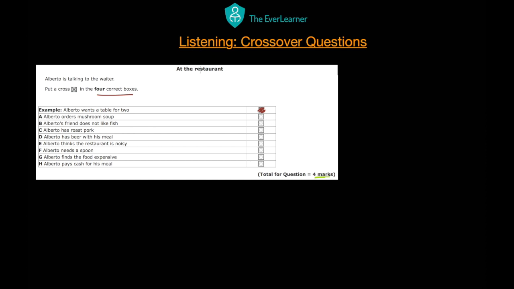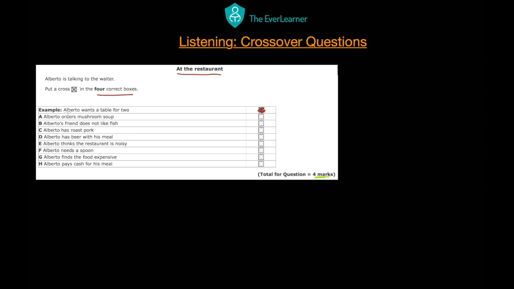And what's the situation? The situation is something that's happening at the restaurant. So important: look at the title and get anticipating what you're going to hear. Alberto is talking to the waiter. Now if we look at what's happening, we will start having an idea of how the conversation is going to go.